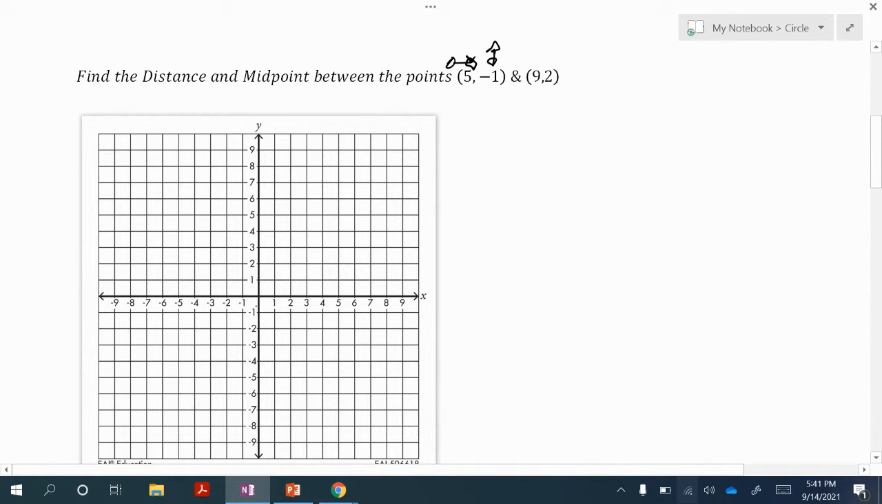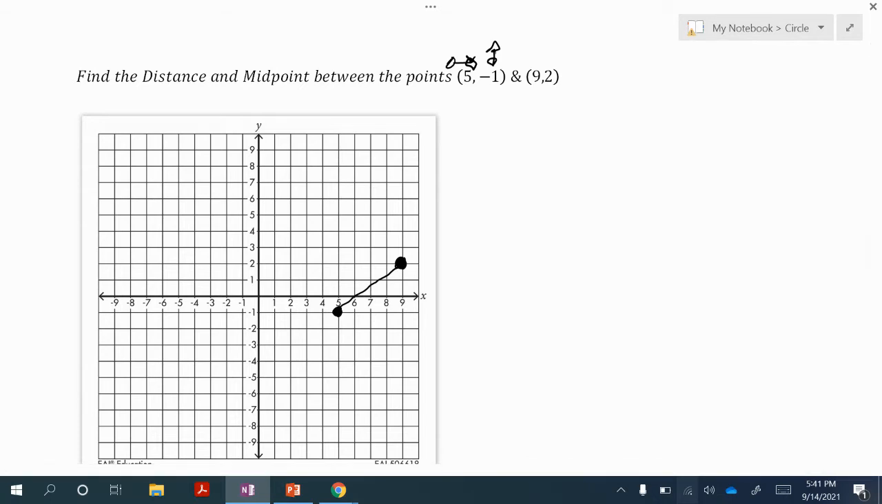Our x coordinate is positive 5, so I'm going to move 5 places to the right. My y coordinate is negative 1. I'm going to move down 1 place. So I have my coordinates 5, negative 1. And now I'm going to plot the point 9, 2. Here again, I'll start at the origin. My x coordinate is positive 9, so I'll move 9 places to the right. My y coordinate is positive 2, so I'm going to go up 2. And if I connect the 2 points, this is my line segment.